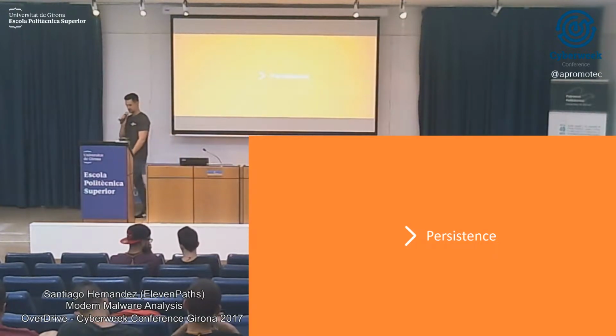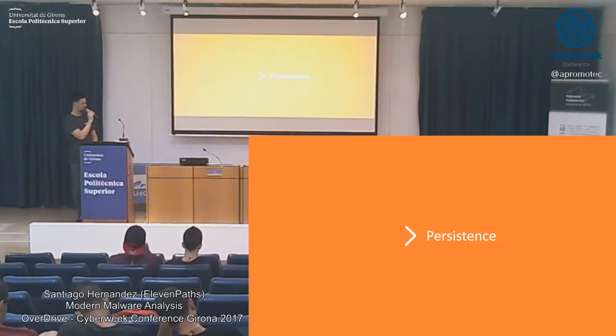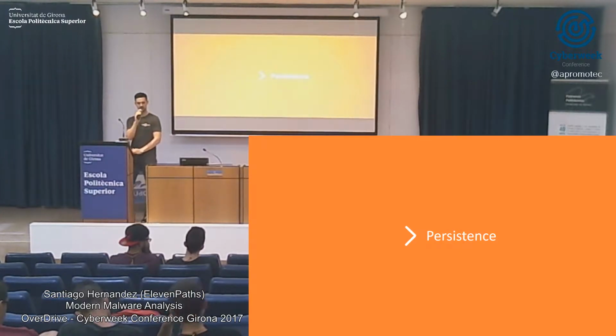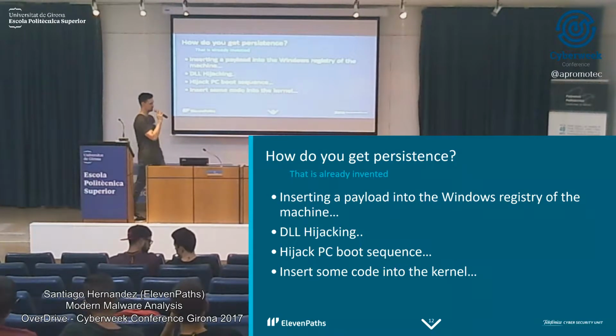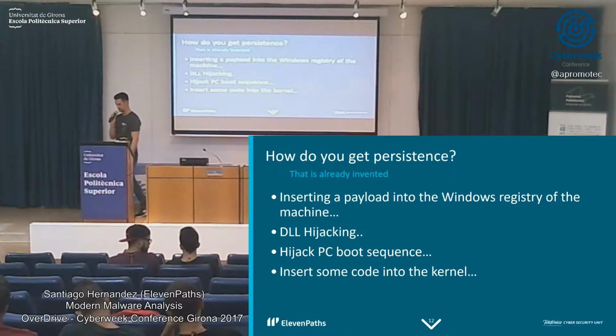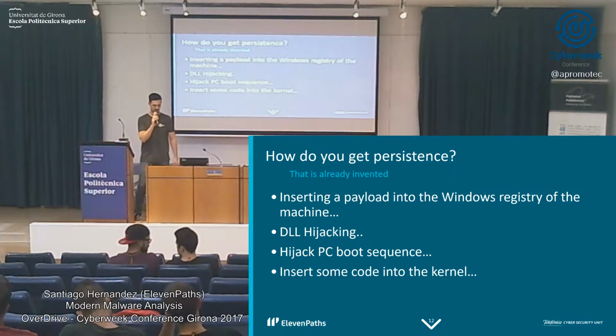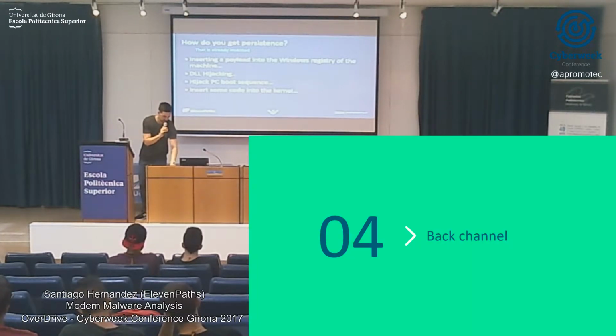So the third step that I have put here is persistence. Once the exploit has made a privilege escalation, they will try to make some persistence. And persistence is something that has already been studied a lot. You can make persistence, for example, by inserting a payload in the Windows registry keys. You can, for example, hijack a DLL. You can insert some code in the kernel. You can do a lot of things here, and this is widely known.